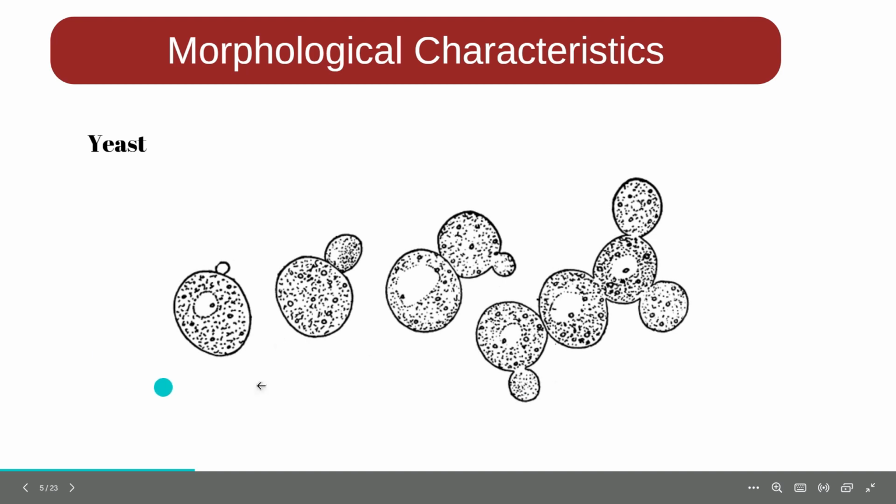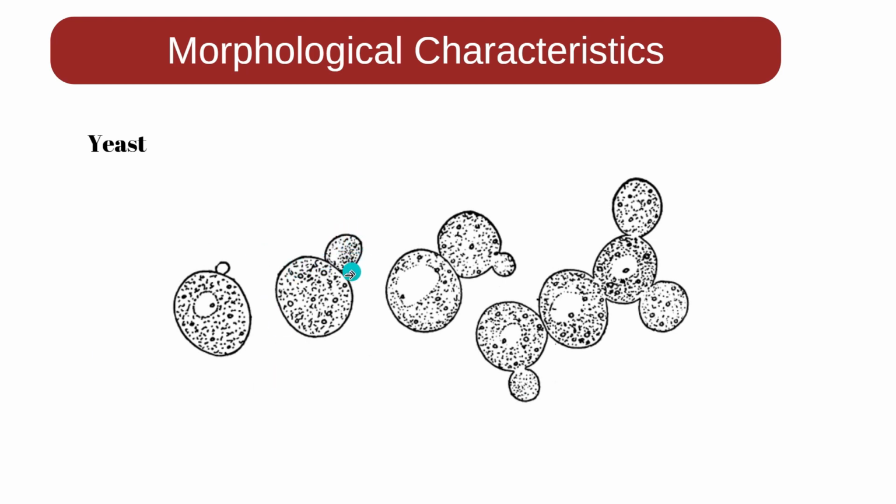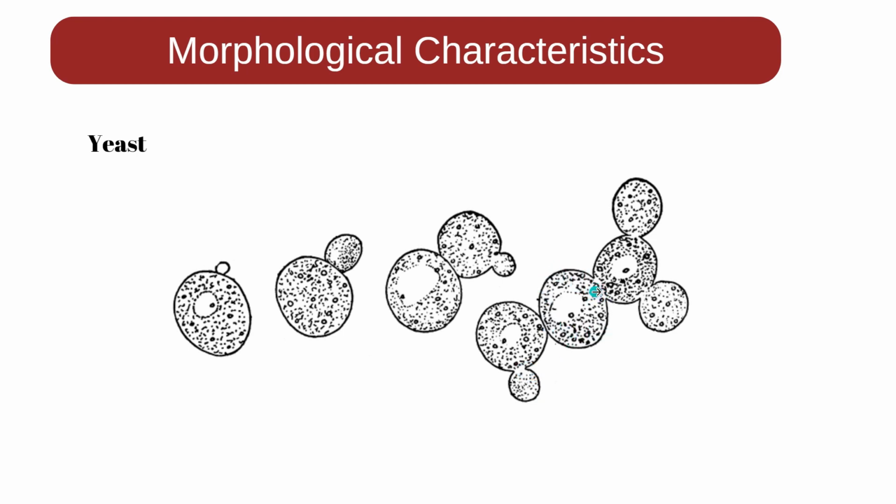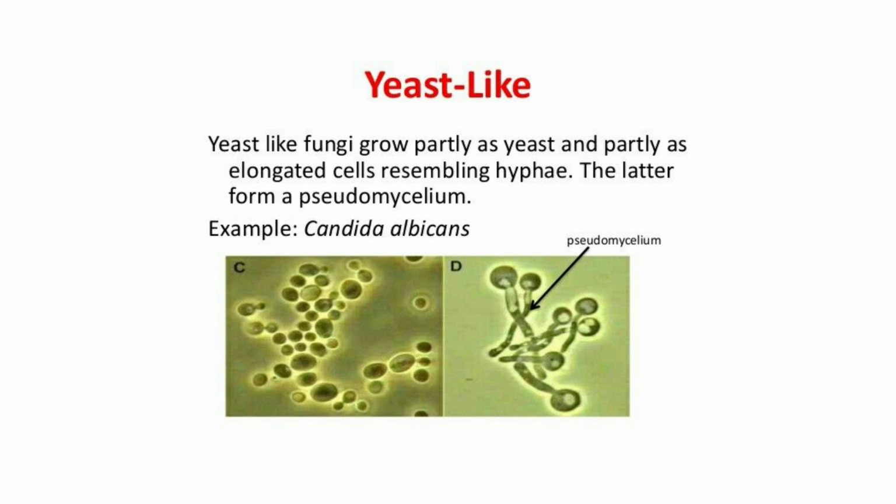As everybody knows, yeast are oval-shaped structures with bulging at one end of the cell. You can see the morphological characteristics of yeast, which try to multiply with the bulging at one end, and this bulging tries to expand or multiply along with the attachment of the mother cell. At some point of time it gets detached. So yeast-like fungi grow partially as yeast and partially as elongated cells, which resemble hyphae, and these hyphae are termed as pseudomycelium. Here you can see the yeast-like structure.